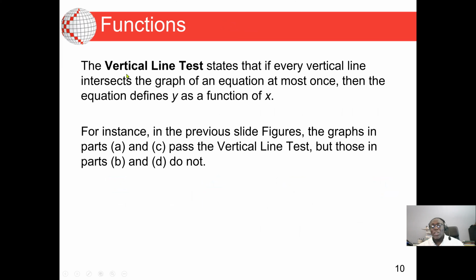So that's what we said. The vertical line test states that if every vertical line intersects the graph of an equation at most once, then the equation defines y as a function of x. So if it's more than once, two or more, then it's not a function.